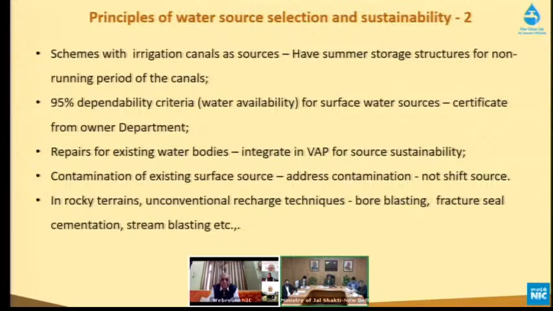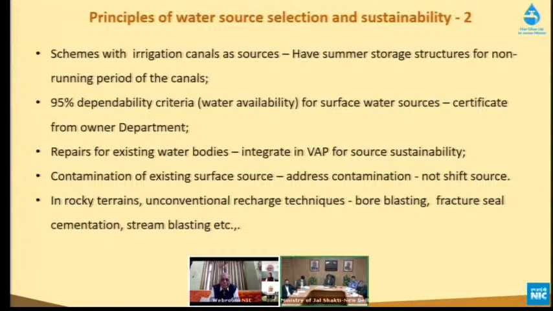Again, coming to the repair of existing water bodies, our field visits have shown us there are a large number of water bodies owned by different departments. Some of them are owned by water resources, some by the Panchayat Raj department, some of them are even temple tanks or community tanks. Please include them as part of your VAP so that they can be repaired under the MGNREGA and the water security for drinking water can be improved upon.